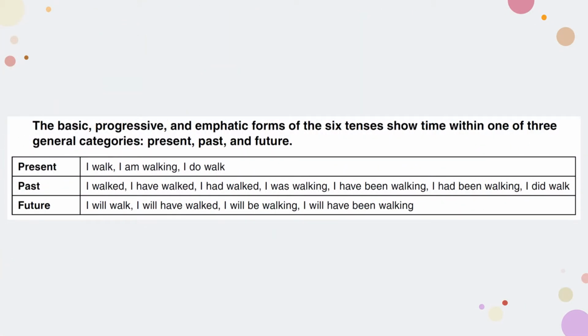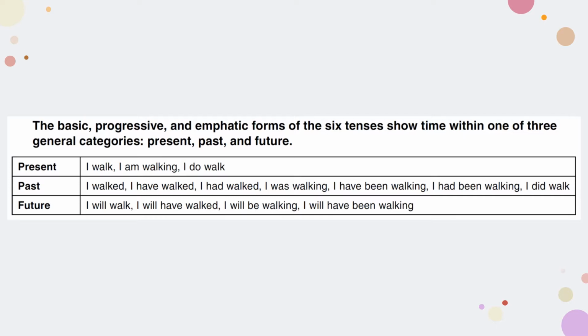So the basic, progressive and emphatic forms of the six tenses show time within one of three general categories: present, past, and future. For instance, in the present, I walk. This is simple. I am walking. This is present progressive, also known as present continuous. I do walk. This is emphatic present. So we have present simple, present progressive, present emphatic.